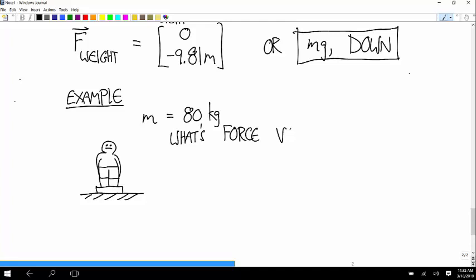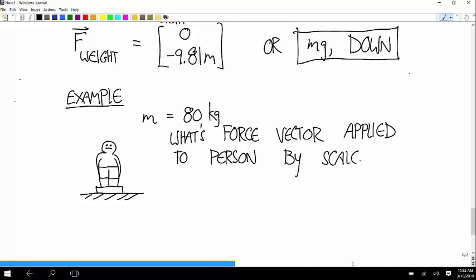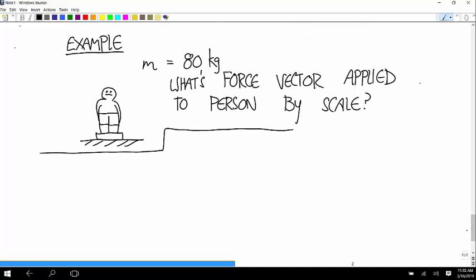What's the force vector applied to the person by the scale? Okay, so I'm going to start out with a free body diagram.